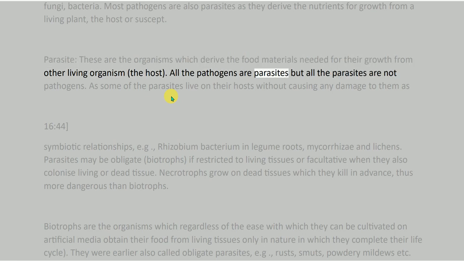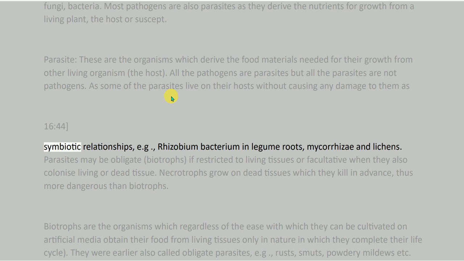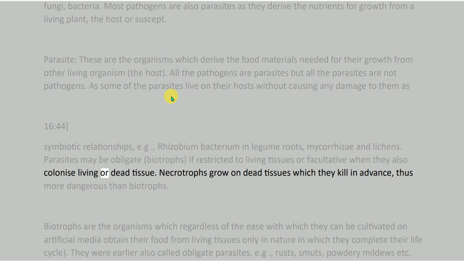All the pathogens are parasites, but all the parasites are not pathogens, as some of the parasites live on their hosts without causing any damage to them, as in symbiotic relationships, e.g., Rhizobium bacterium in legume roots, mycorrhizae and lichens. Parasites may be obligate, biotrophs, if restricted to living tissues, or facultative when they also colonize living or dead tissue.